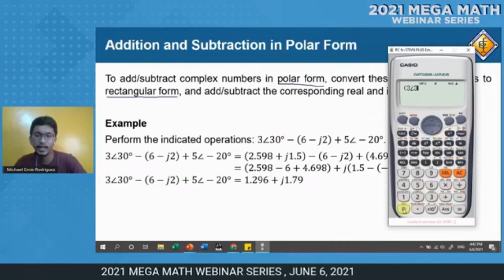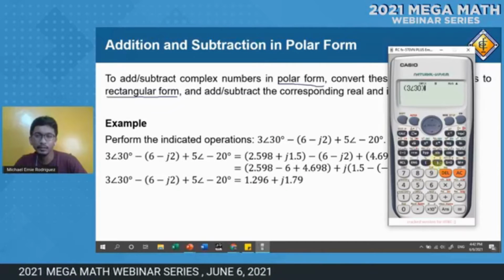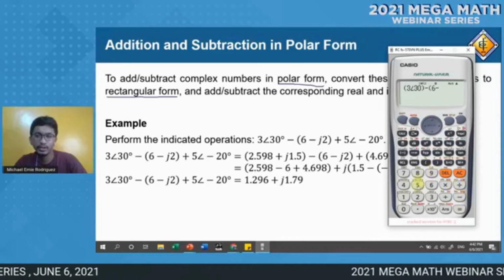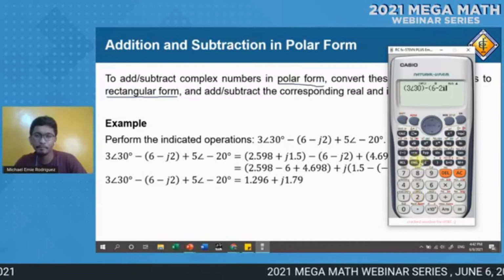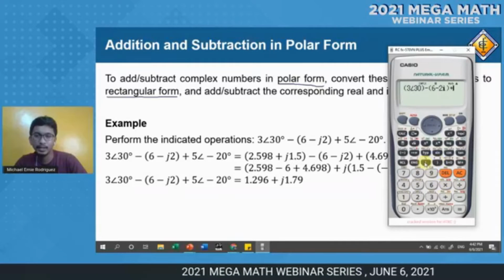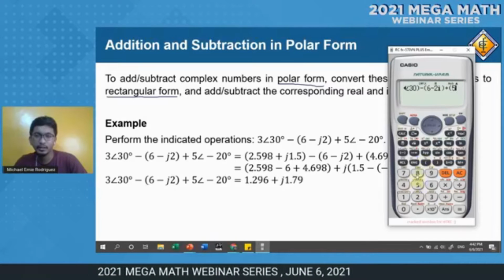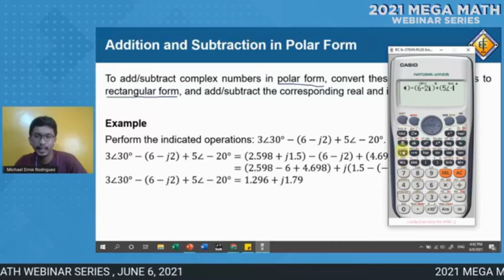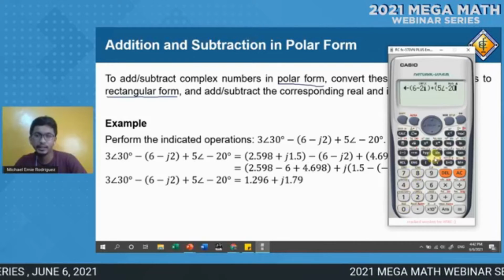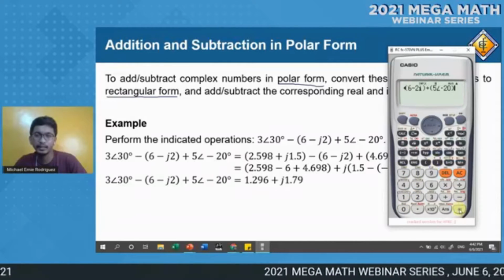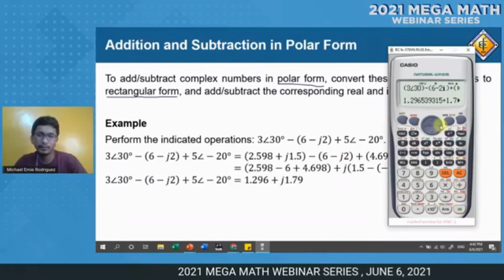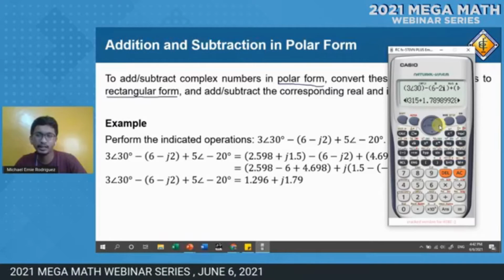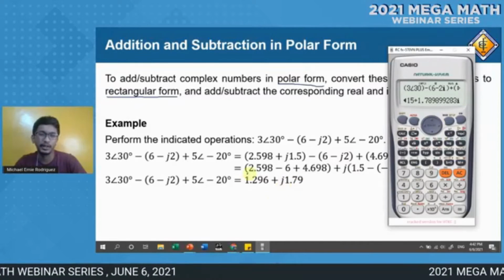So 3 angle 30 minus 6 minus J2, or that is 2i, plus, again parenthesis, you can mix them. 5 angle negative 20 degrees. So you just input that and then that is the answer. We have 1.2965 plus 1.789899. So this is our answer.